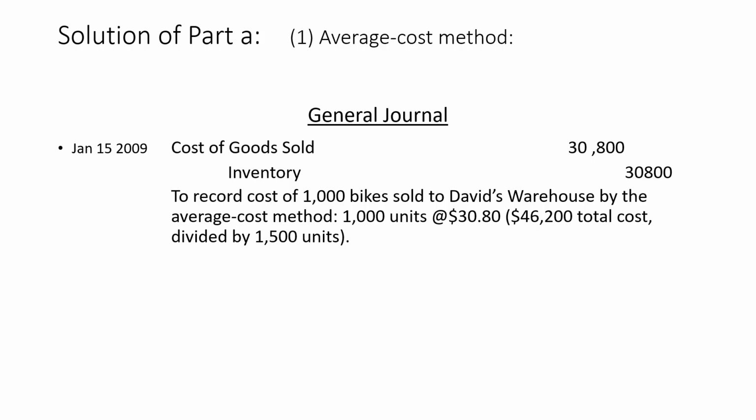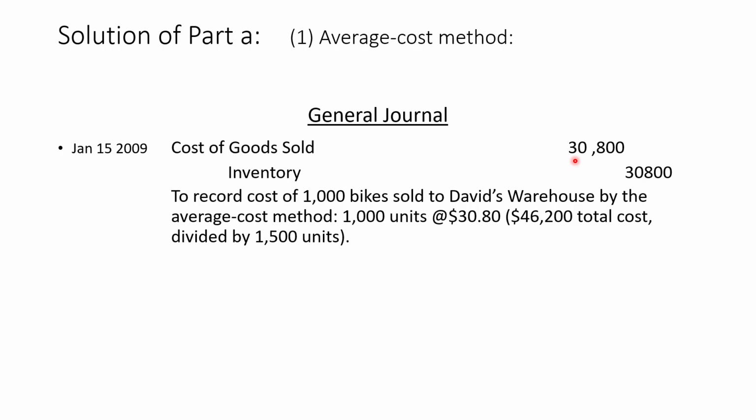I repeat how we get this $30.80: 46,200 divided by 1500 units, we get $30.80. This is the per unit average cost. Then 30.80 multiplied by 1000, because we are selling 1000 bikes, so 1000 times 30.80 is 30,800. So this is the solution of part A, and this is the average cost method.